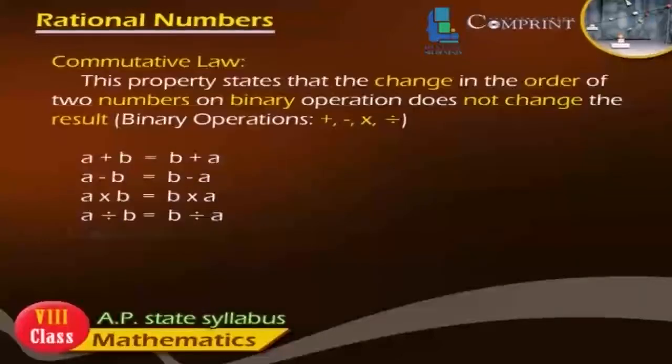Commutative law. This property states that the change in the order of two numbers on a binary operation does not change the result. Binary operations are plus, minus, into, divide. A plus b is equal to b plus a. A minus b is equal to b minus a. A into b is equal to b into a. A divided by b is equal to b divided by a.